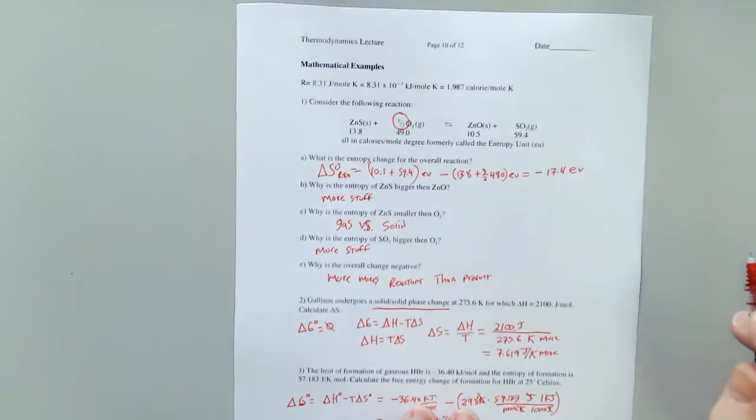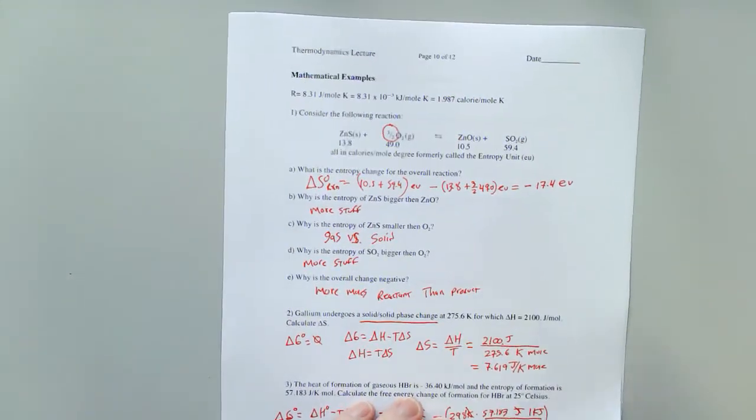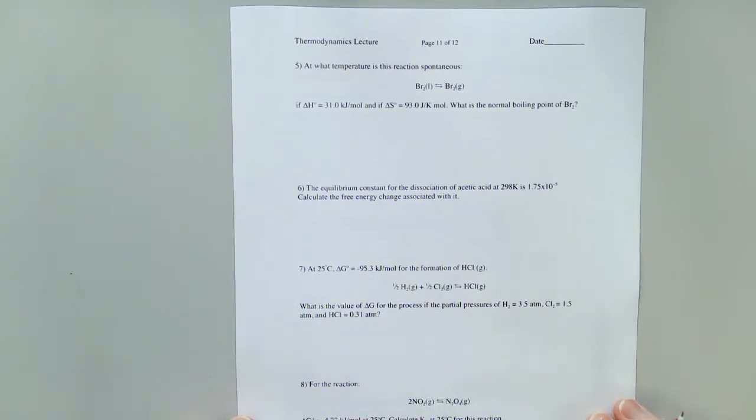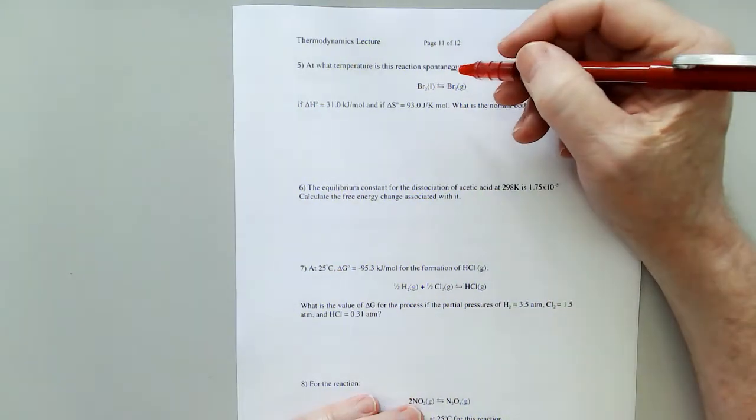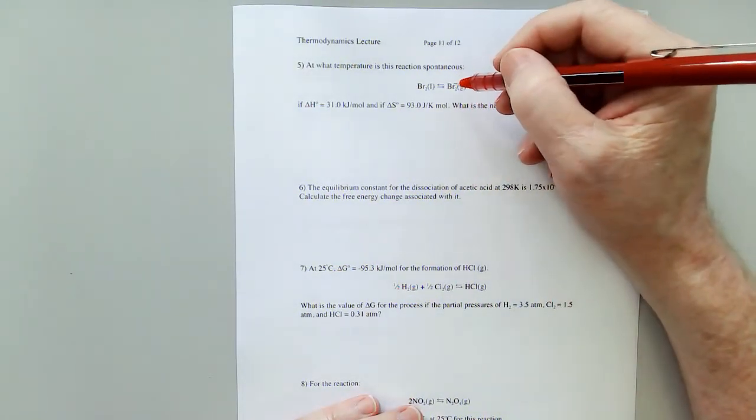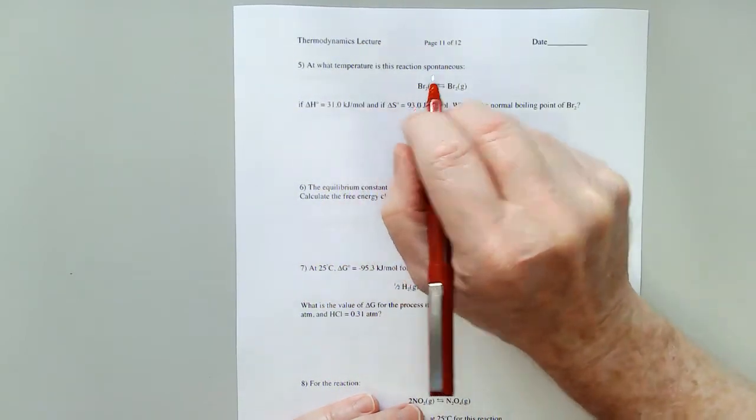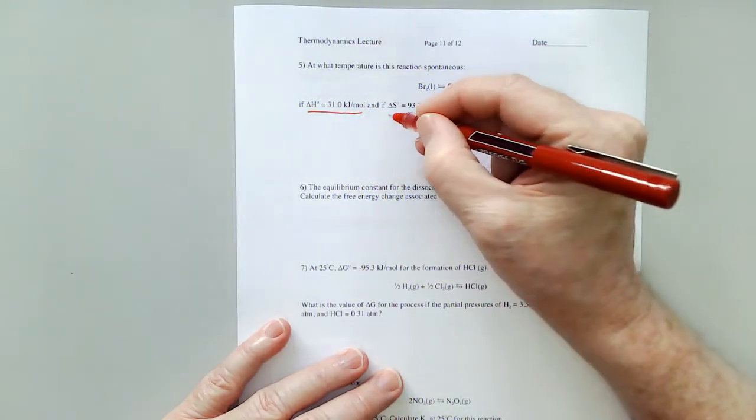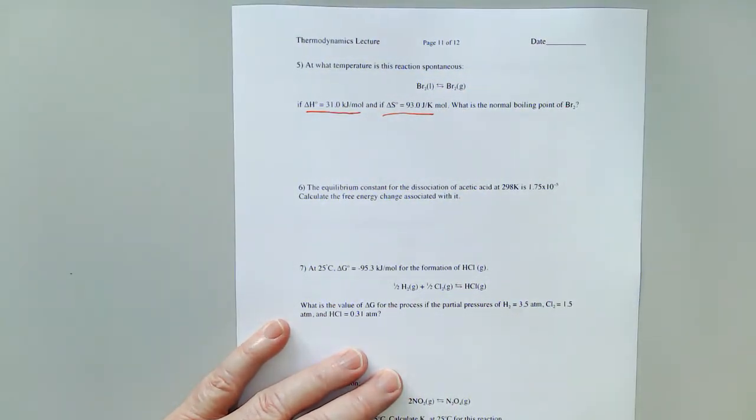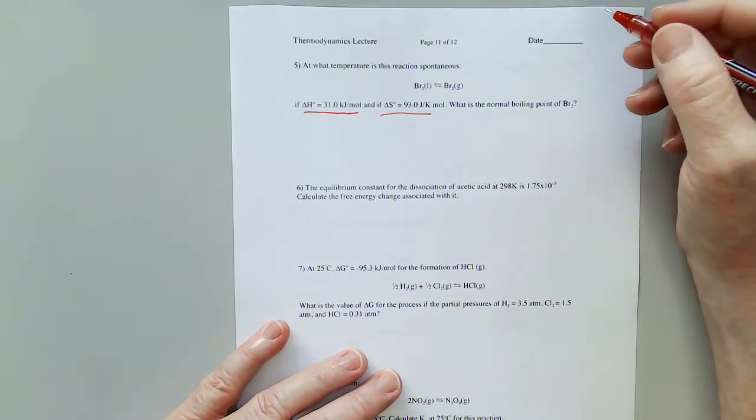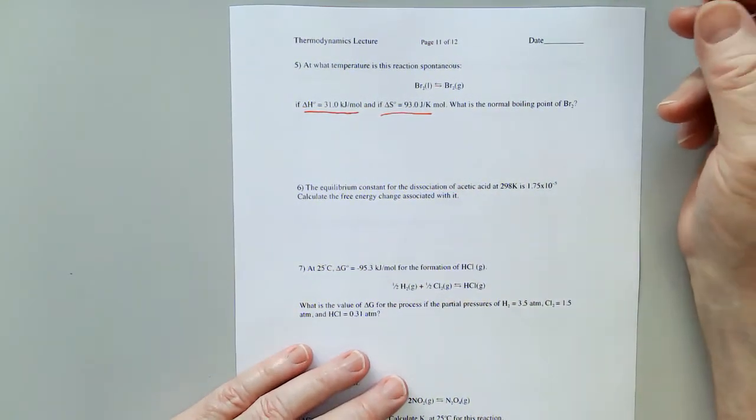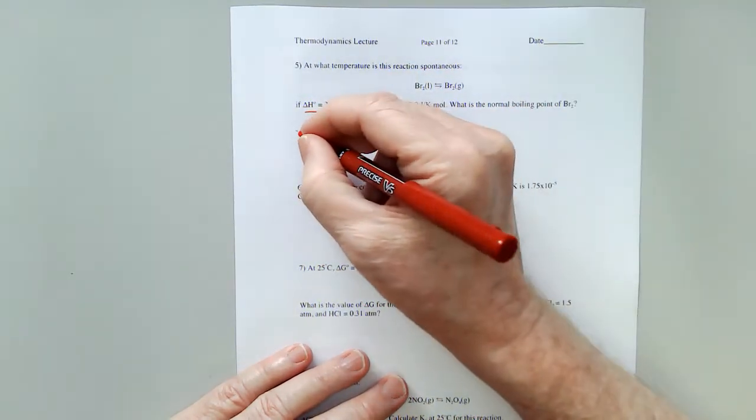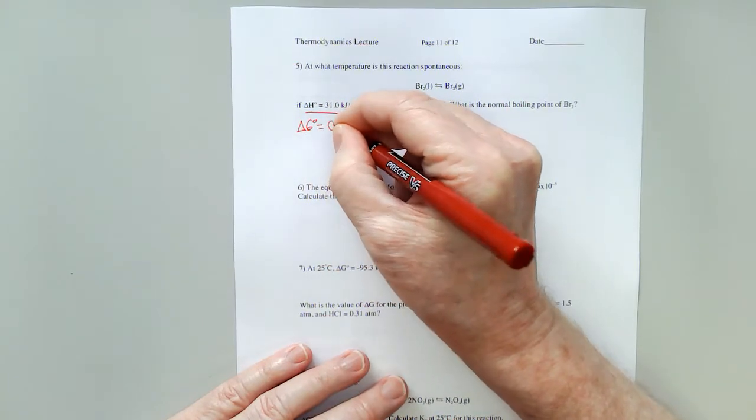Okay, that's page 10. We are going to go on now and look at some more problems, starting on page number 11. Now, I have a phase change: Br2 liquid to Br2 gas. At what temperature is this reaction going to be spontaneous? I've been given the delta H naught and the delta S naught. I have not been given the temperature. I've not been given the free energy. But I know what the free energy change is. At the normal boiling point, delta G naught is going to equal 0.